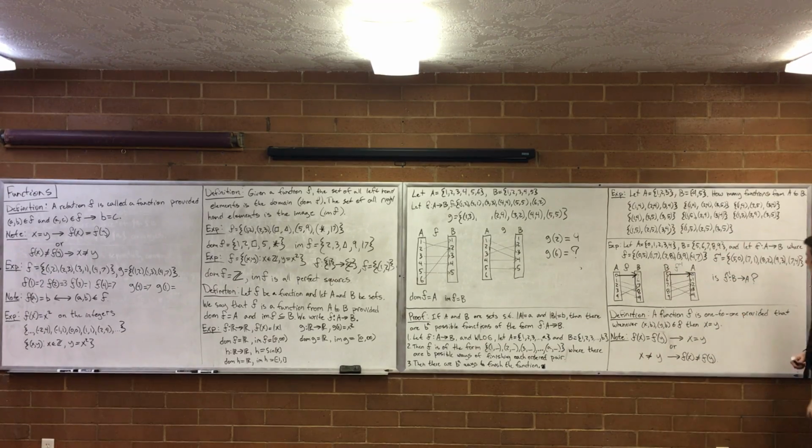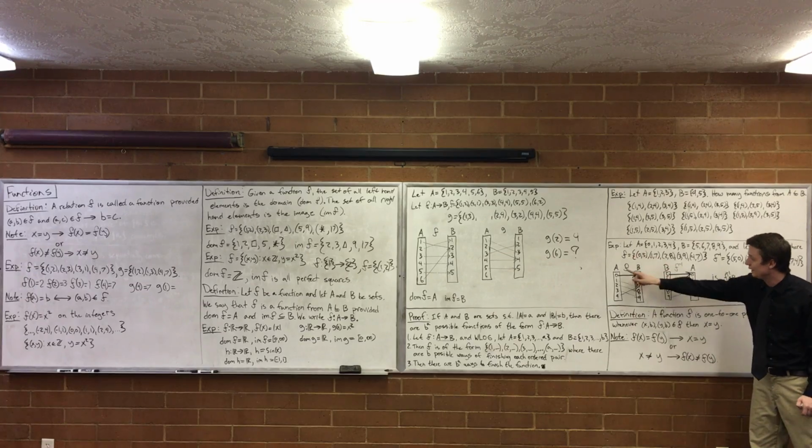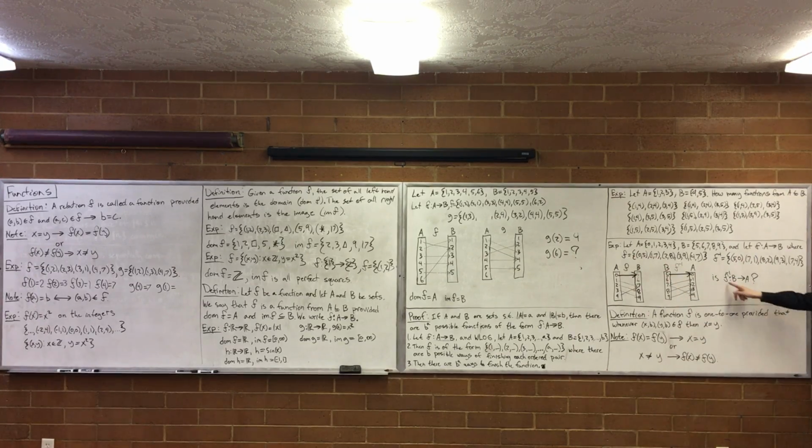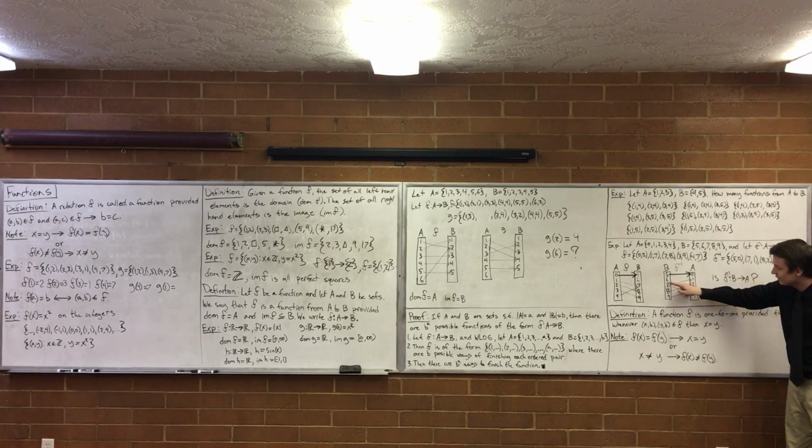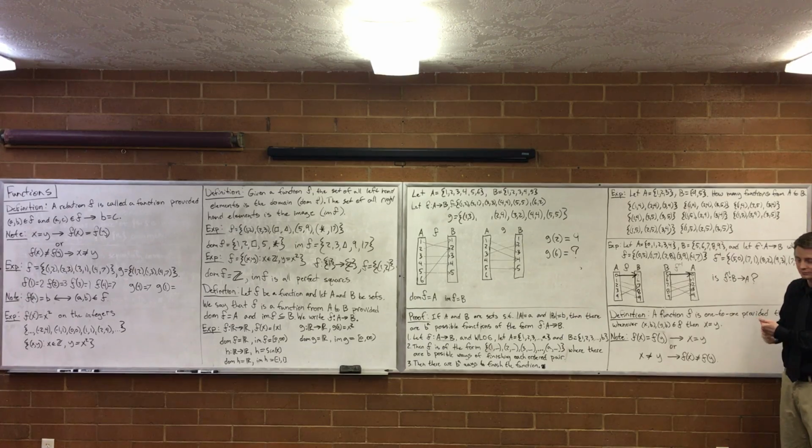Alright, so question. Is F inverse a function from B to A? It's got to be, right? F was a function from A to B, so F inverse has to be a function from B to A, right? No! It's not using 6. It also has 7 mapping to 2 things. So lots of problems.